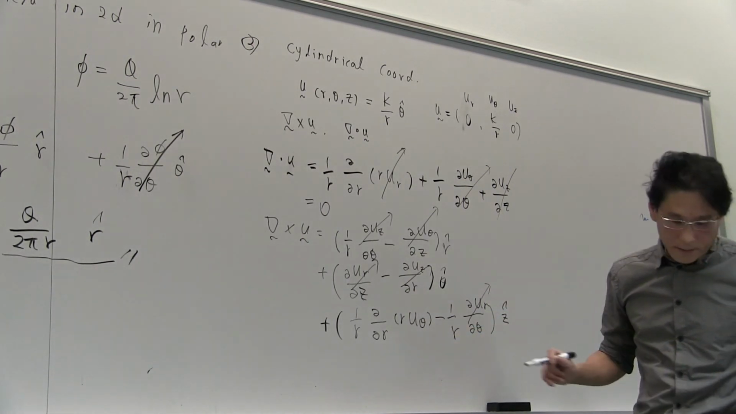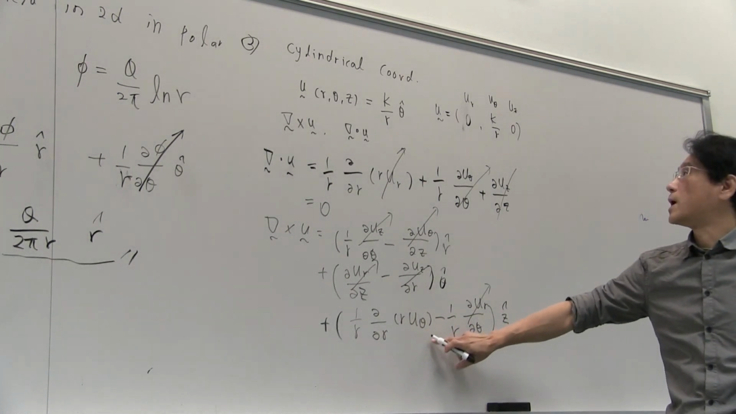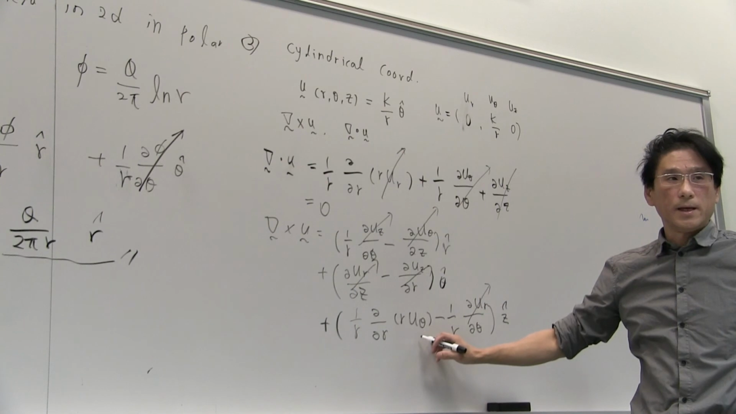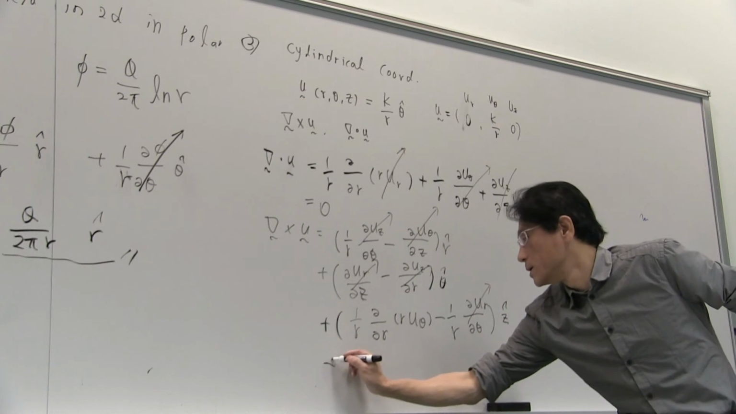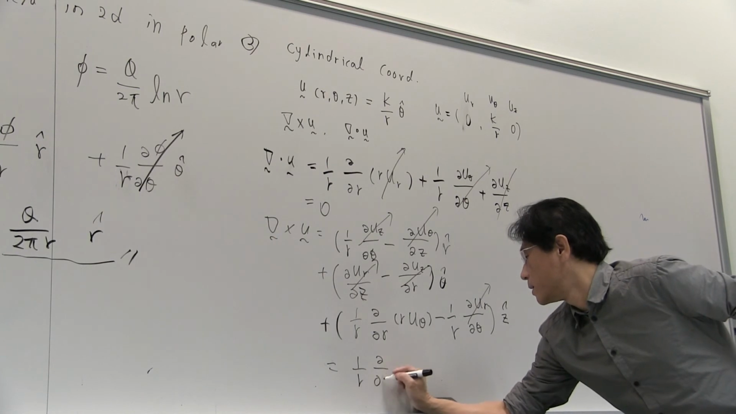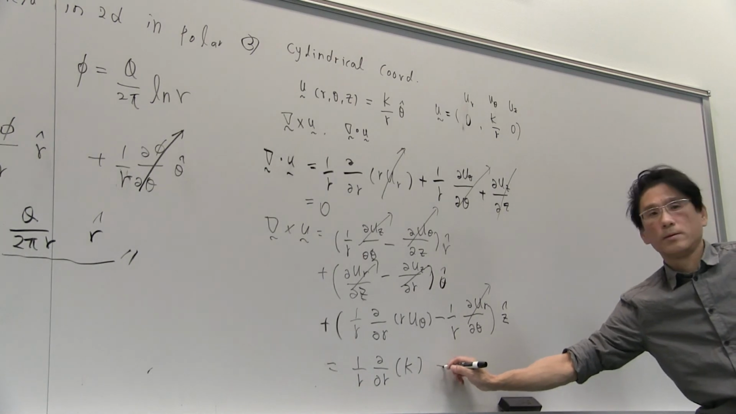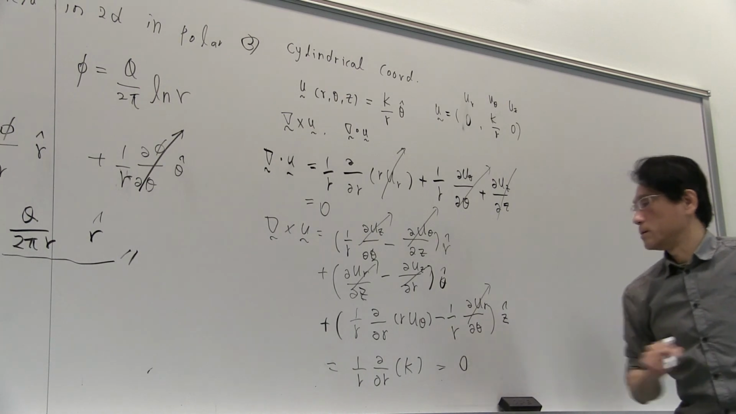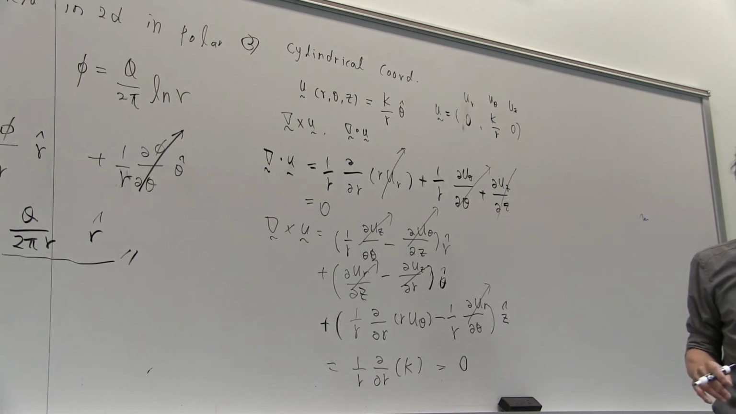So now, how do you solve this term, r u theta? What is r u theta? u theta is k over r, right? So r u theta must be just k, because r times k over r. So now you have 1 over r d/dr of k. This is constant. So what is that? Differentiation of a constant with respect to r must be 0. So that is 0. Okay, any questions so far? So I solved number 2.